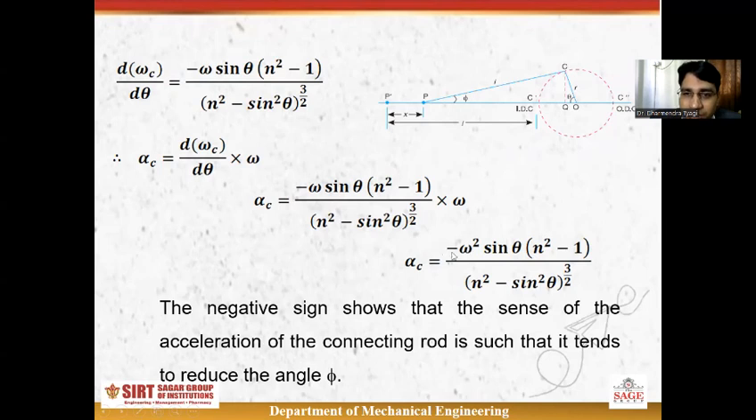Now why does this negative sign come? The negative sign shows that the sense of acceleration of the connecting rod is such that it tends to reduce the angle φ. This is the angle φ. So this is all about the angular velocity and angular acceleration of the connecting rod.